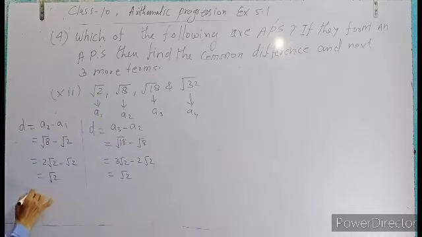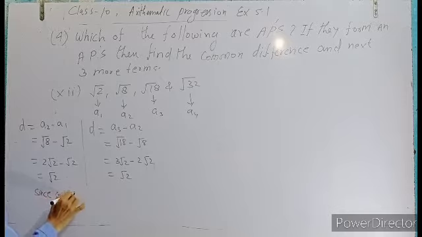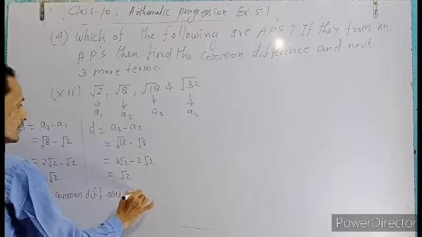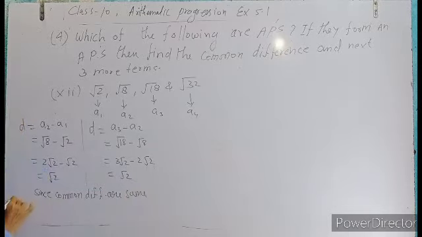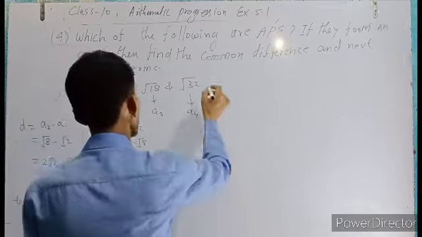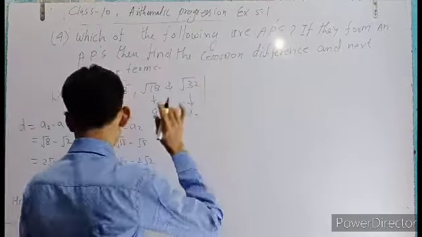Since common difference are same, hence these are in AP. If they form an AP, we have to find out the next 3 more terms. How can we find the next 3 more terms?